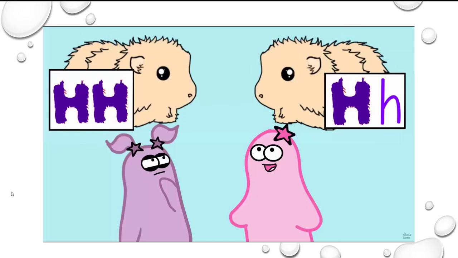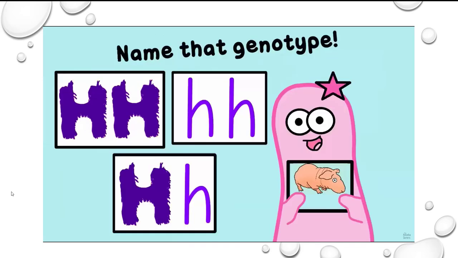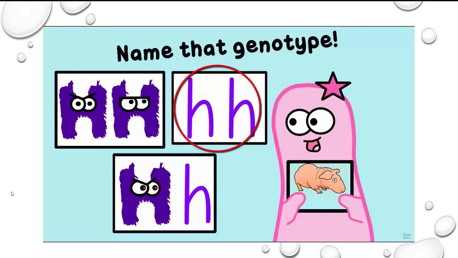We don't really know. We could do a test cross to eventually determine this, but you can't tell just by looking at the guinea pig. Now, if we had a hairless guinea pig, we do know for sure that it's little h, because if it did have a capital letter, even one, that dominating allele would take over and it would have hair.